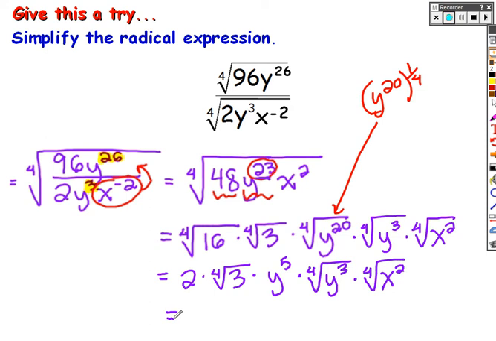So your final answer should be 2 y to the 5th, and under the fourth root, you have a 3, an x squared, and a y cubed.